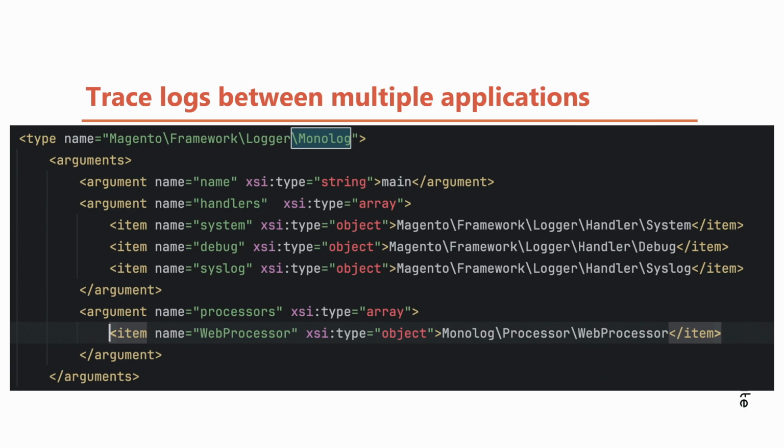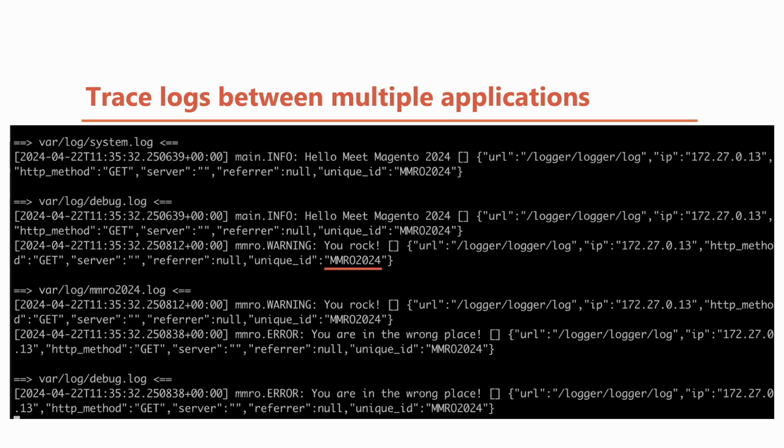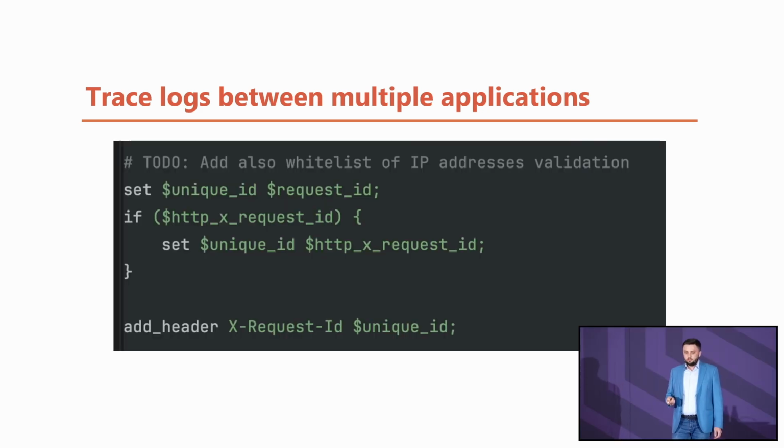In Monolog, we have a web processor, which can handle this X-Request-ID. So this is a log from the first request. Now, if that system tells me, hey, send me all the logs for mid-Magento 2024, I can search for that string and give him all the logs that were generated by the application. To do that, my recommendation is to do it at the first level of your application. In my case, now for this demo, it is an Nginx.